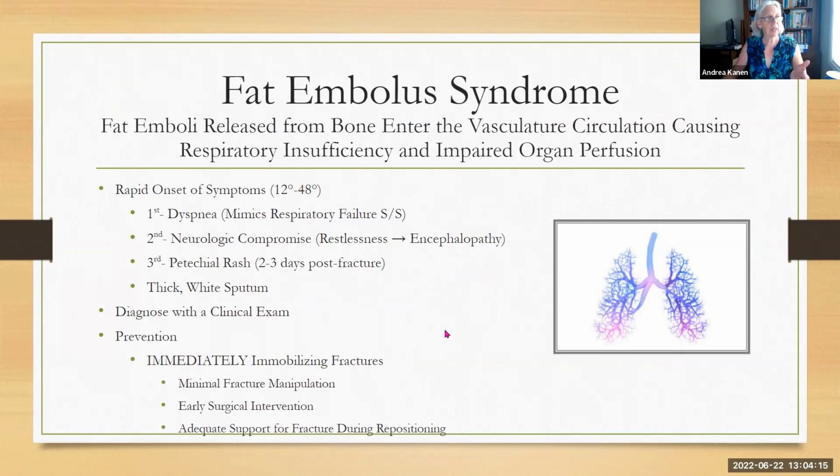Fat embolism, which is what I just talked about. Fat cells get released from the bone, and that can end up in the lung, and then you end up with a PE. So this is no different than any other clot situation, right? It's usually going to happen within 12 to 48 hours of the injury or the surgery.